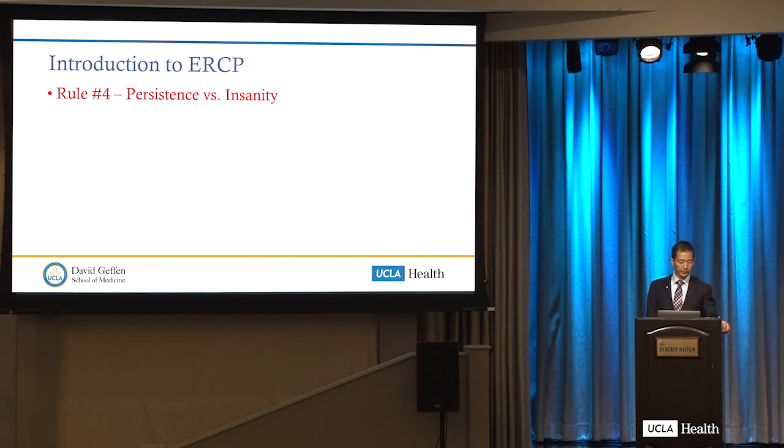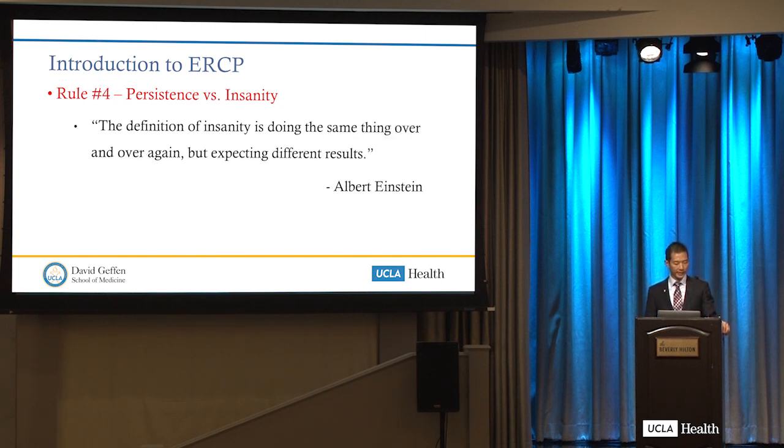Rule number 4, persistence versus insanity. So the definition of insanity is doing the same thing over and over again, but expecting different results, right? And I think in ERCP, it's very tempting to just do the same thing again and again, hoping and praying that one time the wire will magically get into the bile duct, all right? If it's not working, you got to do something different. So be persistent, but don't be insane.